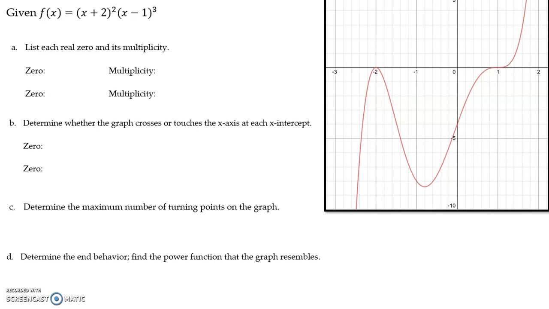Let's take a look at the function f of x equals (x plus 2) squared times (x minus 1) cubed. And we want to list each real zero and its multiplicity. So remember that the zero is the same thing as our x-intercepts. And when we're taking a look at our factors, they're always going to be in the form x minus our zero.